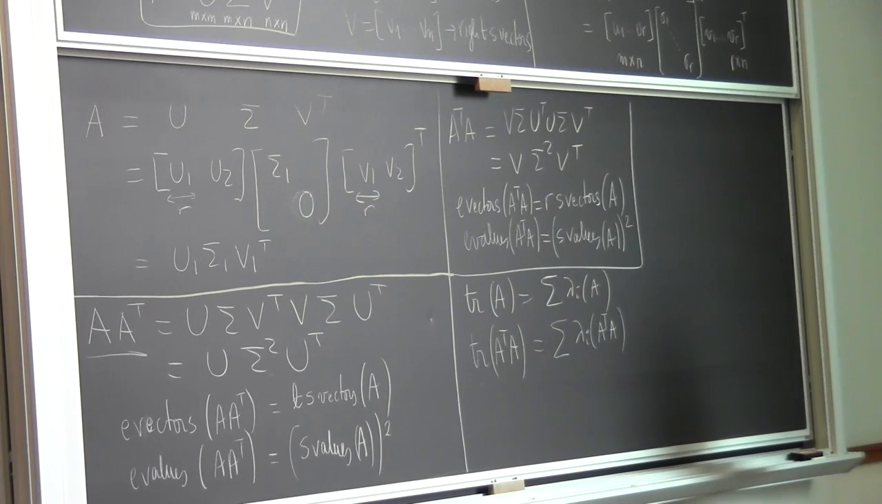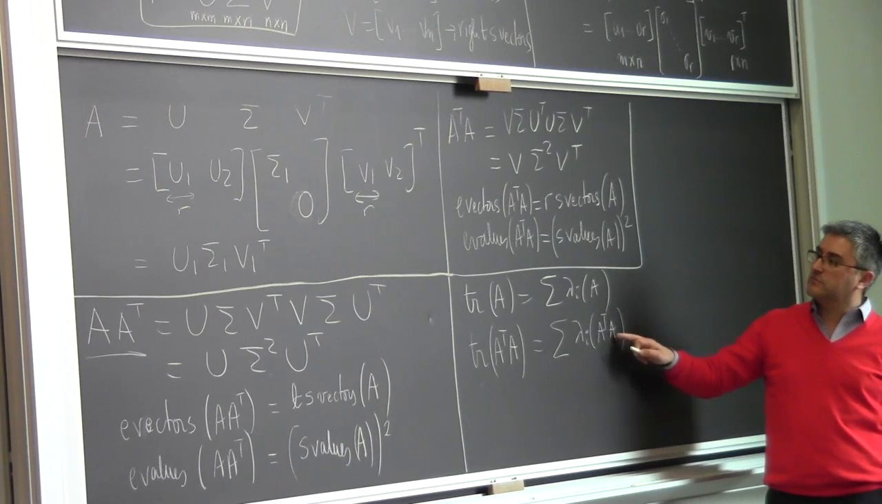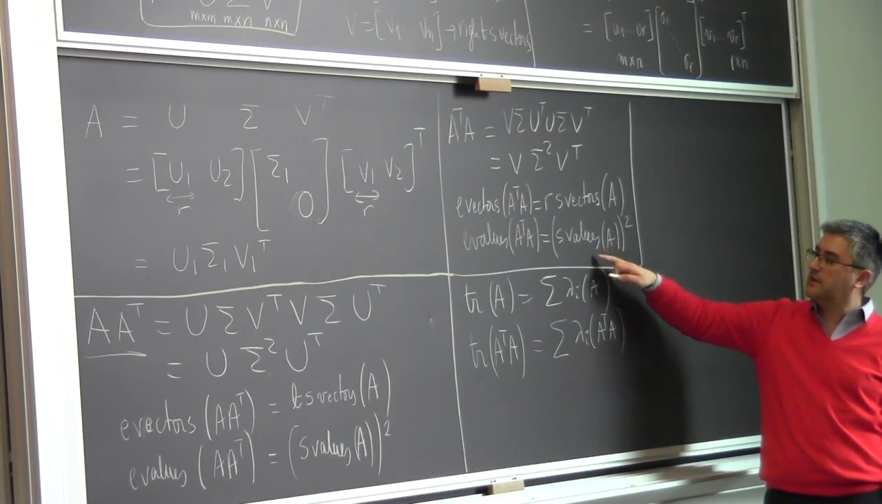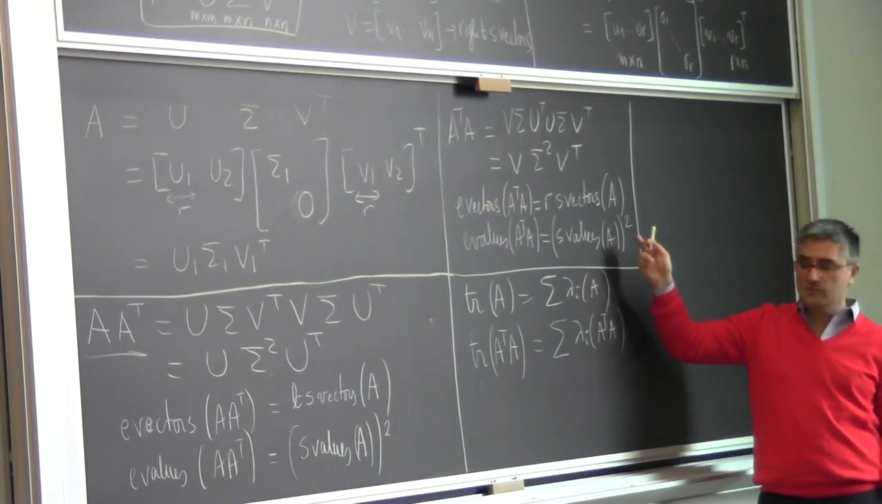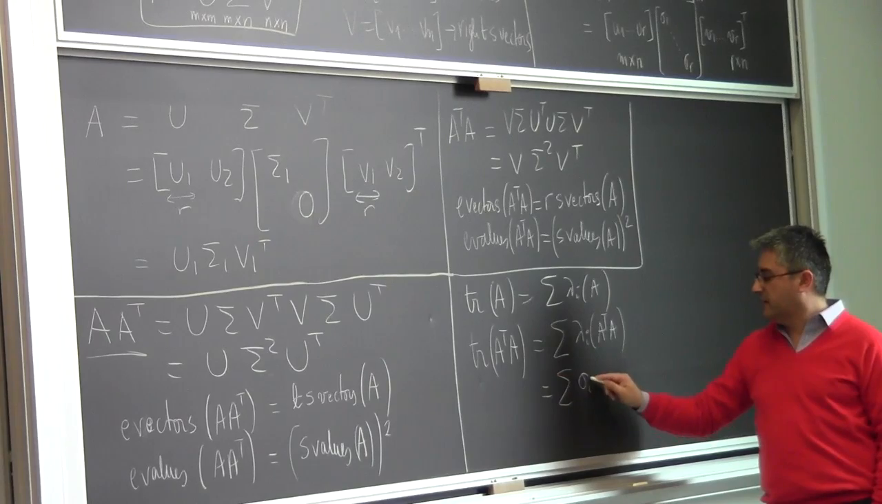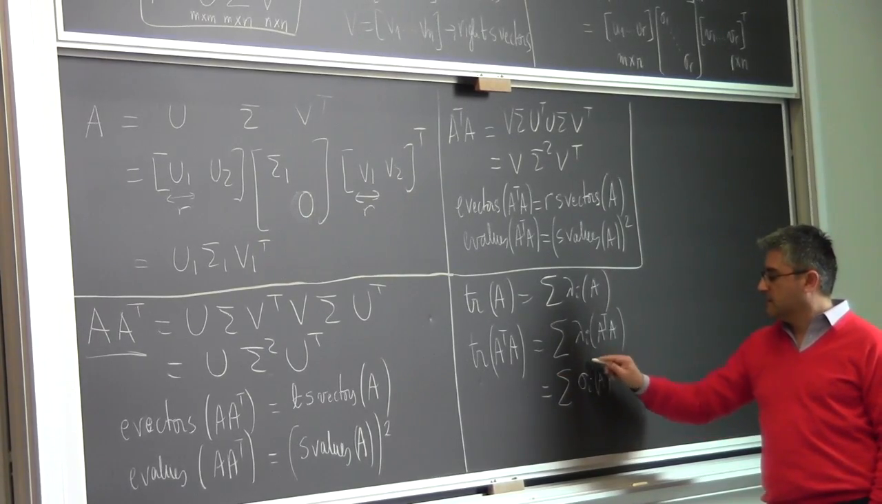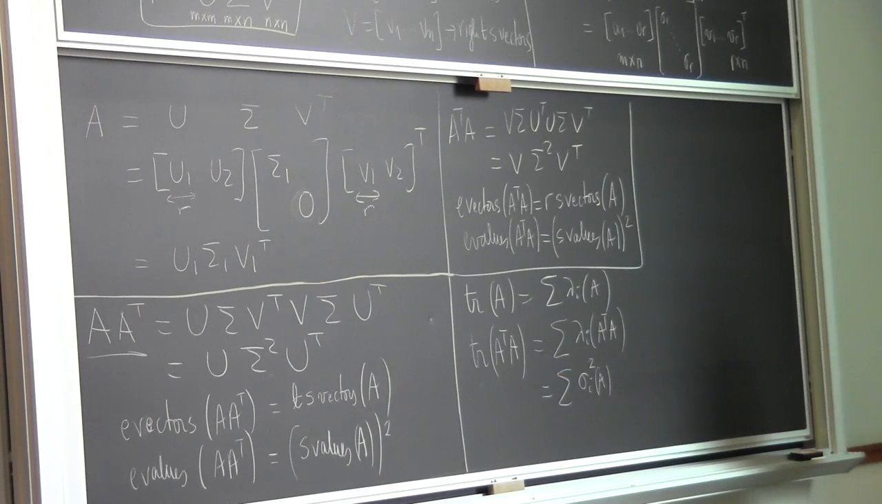Right? The trace of a matrix is equal to the sum of the eigenvalues of that matrix. Okay, but what are the eigenvalues of A transpose A? Here they are. They are the singular values of A squared. So this is the same as the sum of the singular values of A squared. Okay? All right.